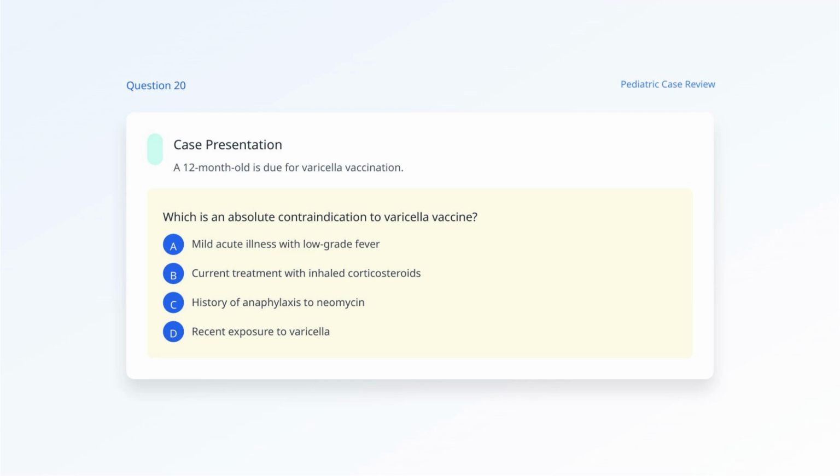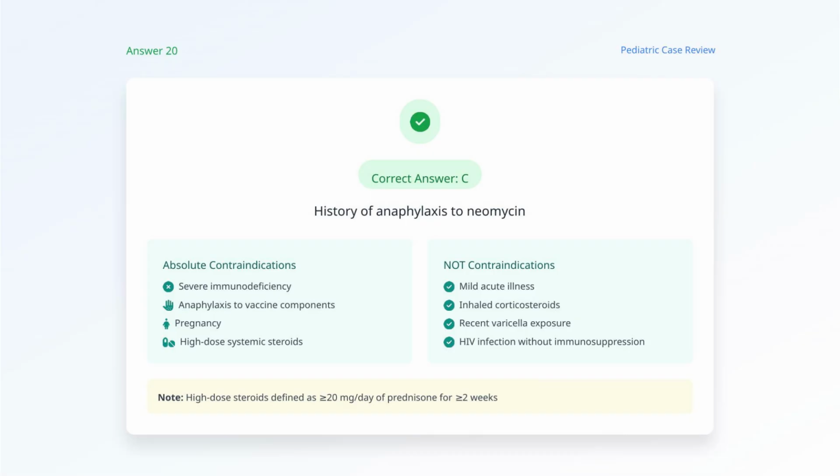A 12-month-old is due for varicella vaccination. Which is an absolute contraindication to varicella vaccine? A. Mild acute illness with low-grade fever. B. Current treatment with inhaled corticosteroids. C. History of anaphylaxis to neomycin. D. Recent exposure to varicella. The correct answer is C.